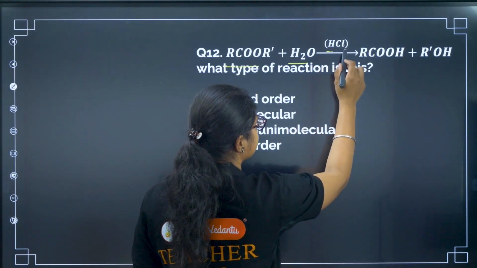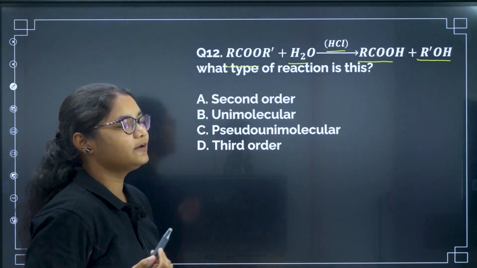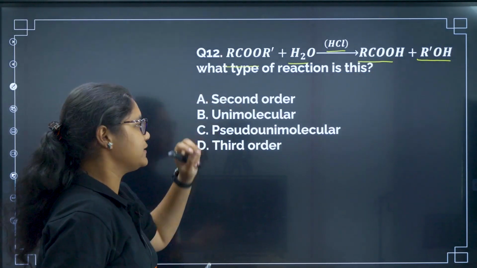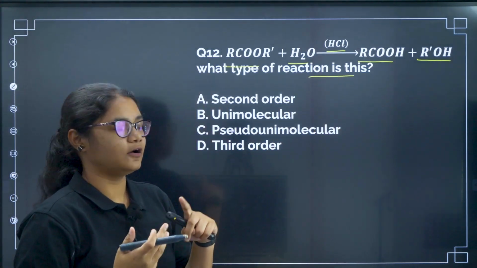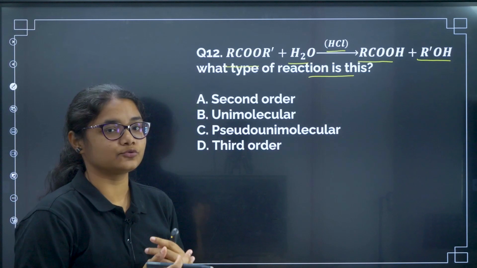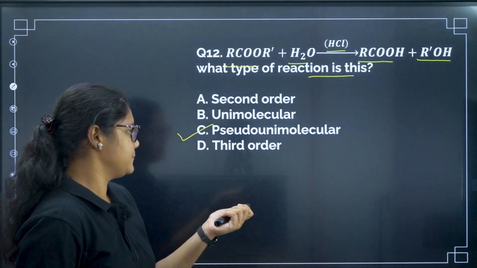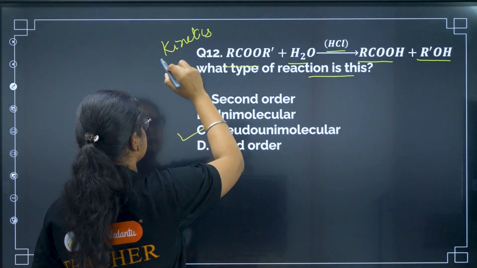RCOOR' plus H2O in presence of acid, giving you an acidic medium, gives you acid and alcohol. So this is the catalysis of esters. Which type of reaction is this? We know in acidic medium, hydrolysis of esters is a pseudo first order reaction. So the correct answer for this question is option C. Direct example based question from kinetics.